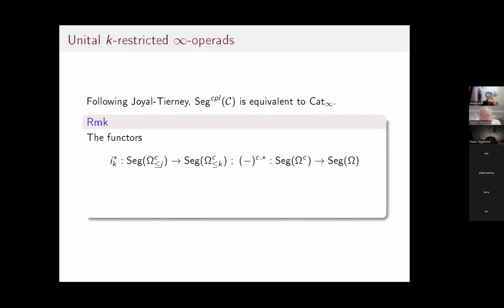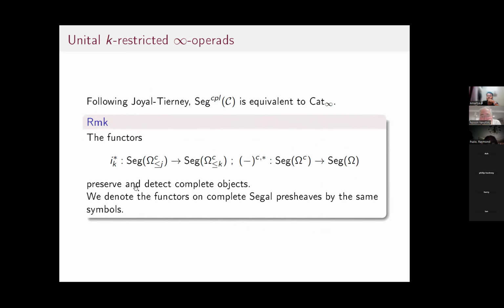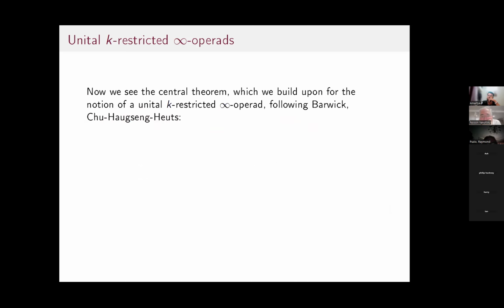Right. So here's a remark. These functors preserve and detect complete objects. And we're going to denote the functors on complete Segal presheaves by the same symbols as well.